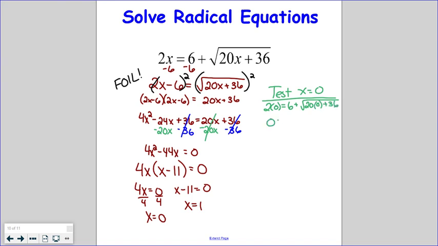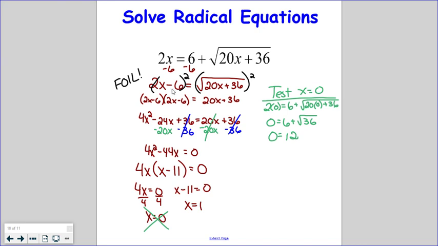Two times 0 is 0. Let's see, 20 times 0 is 0 plus 36 is 36. The square root of 36 is 6, plus 6 is 12. Does 0 equal 12? No, not a trick question. 0 does not equal 12, right? That does not actually work in this radical equation. So I throw out 0.